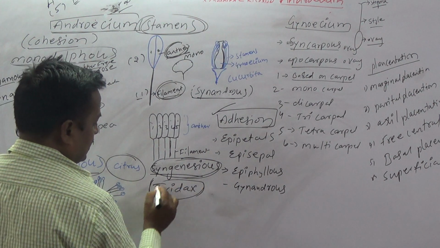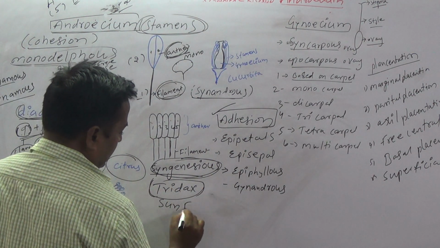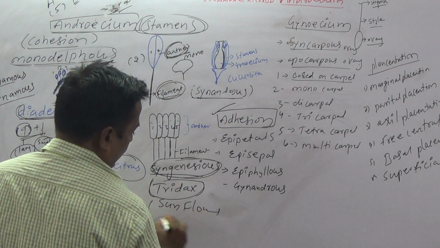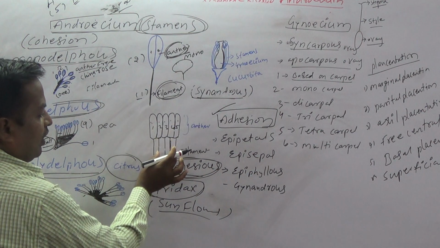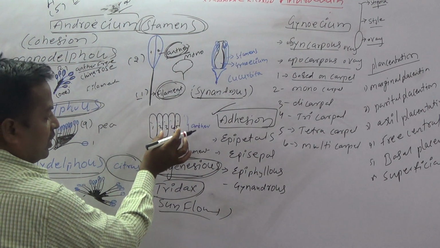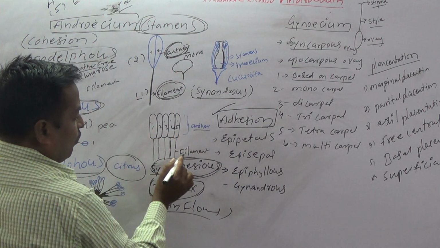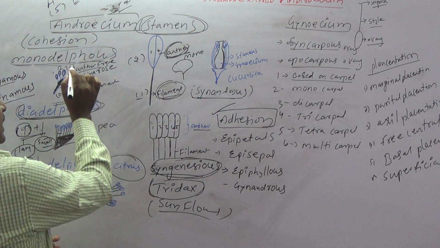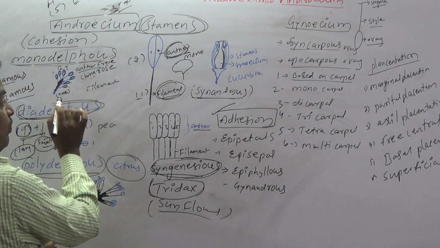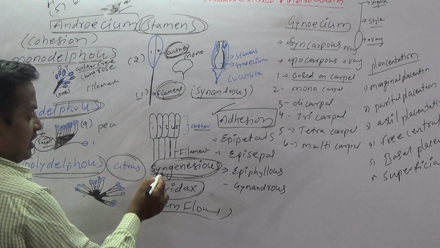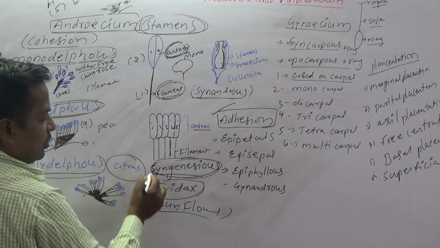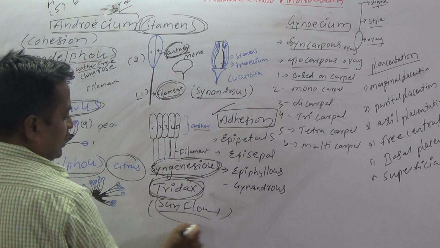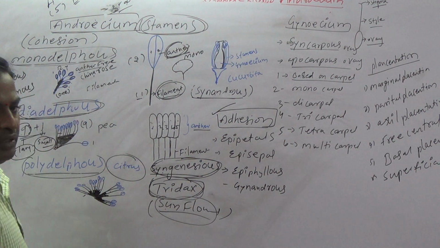Example: Tridax or the sunflower family, or Asteraceae family. Anthers are united, filaments are free. But in delphous, anther is free, filament is united. But in syngenesis, anthers are united, filaments are free. So it is reported in Tridax, sunflower or Asteraceae family.